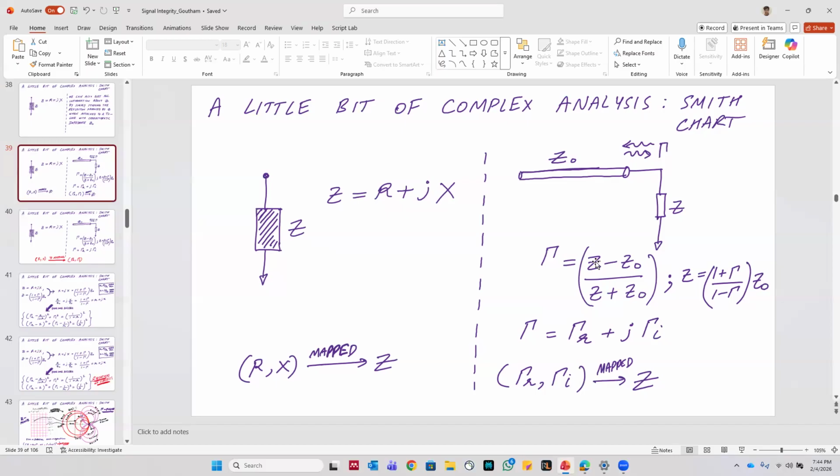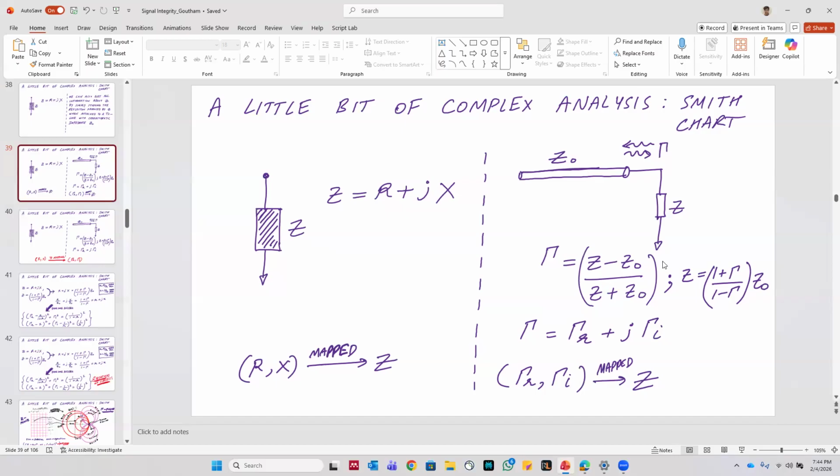So Z is a complex number, gamma is a complex number. Imagine Z is a complex plane, with the real axis being R and the imaginary axis being X. What this expression is doing is taking every point on the RX plane and taking it to a new complex plane, which is the gamma R, gamma I plane. This kind of expression is called a bilinear transformation, and it has a very unique property.